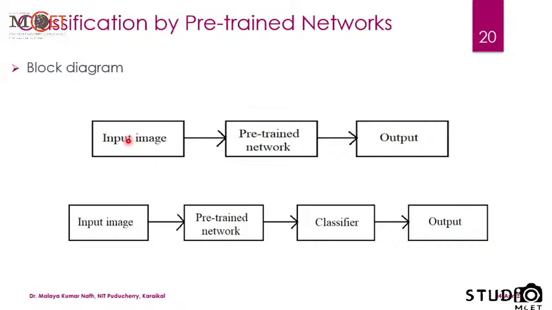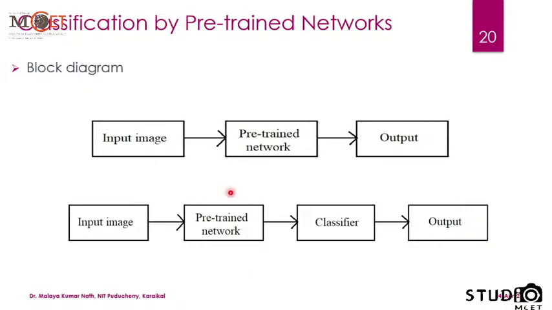Next, we are using the pre-trained networks. What are the pre-trained networks? VGG16, VGG19, ResNet, MobileNet, EfficientNet, all these networks are already present. So we are using the transfer learning concept and applying it to skin cancer classification. In this case, we take the input image and use the pre-trained network for the classification purpose, and the output is obtained.